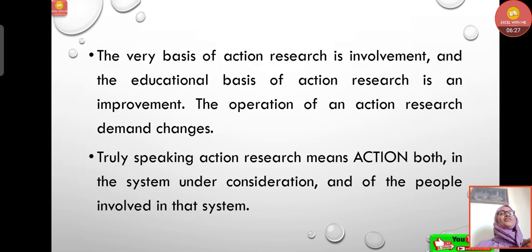The very basis of action research is involvement, and the educational basis of action research is improvement, obviously. The operation of an action research demands change. If nothing is changing, there is no use of this action research. Truly speaking, action research means action both in the system under consideration and of the people involved in that system.